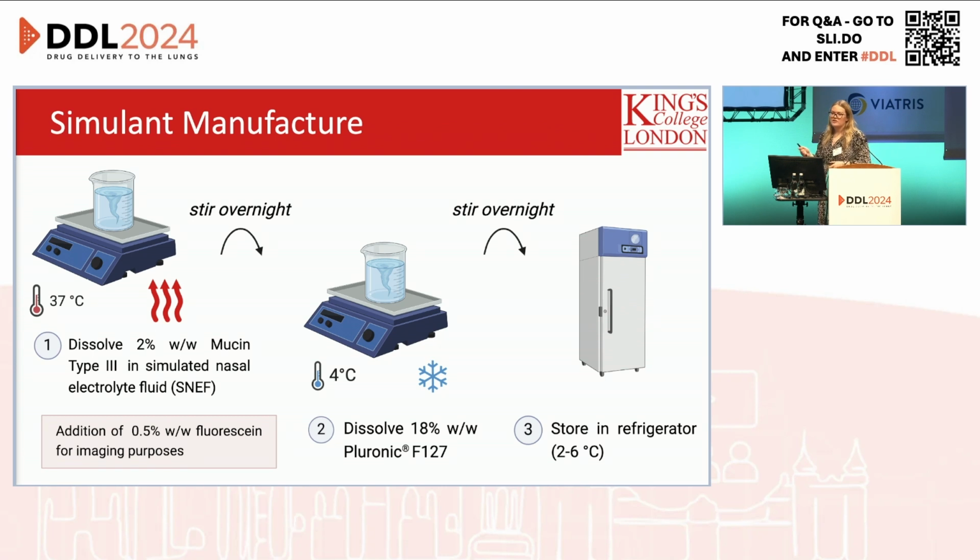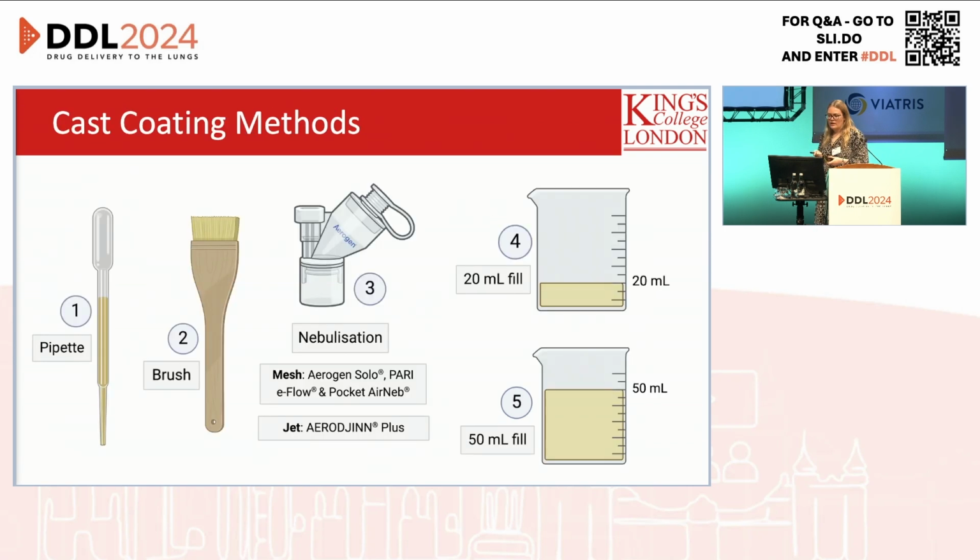which is basically a buffer containing sodium chloride, potassium chloride, calcium chloride dihydrate. And I heated this to 37 to help with the mucin dissolution. I then stirred this overnight. I then cooled it down to 4 degrees to then dissolve the 18% weight pluronic. I cooled it down to make sure the viscosity didn't increase too much and it helped with the dissolution. And then I stirred this overnight as well and stored it in the fridge. Also, I added 0.5 weight fluorescein for the imaging studies that I'll come on to later on.